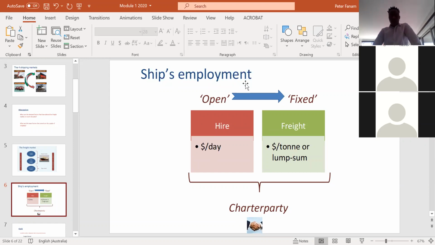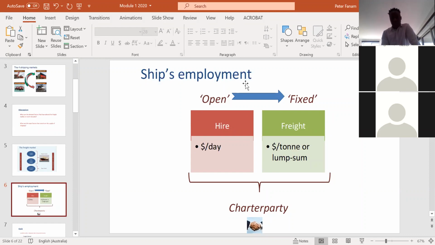So in the open market and the fixed, when the vessel comes into the market, the ship owner is looking for cargo or a charterer to hire the vessel. If the charterer agrees to hire the vessel for a period of time, then the money the charterer will pay to the ship owner is what we call the hire. And this hire is paid per day based on the rate that they have agreed on.